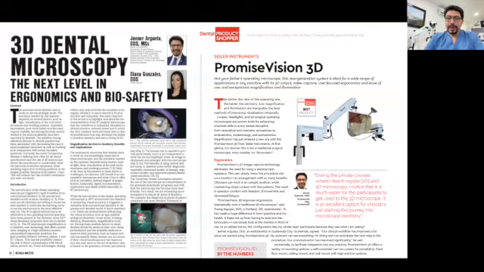But we were able to notice that with the 3D microscope, it's much easier to overcome the learning curve. It's much easier to get used to the microscope than when the dentist is using a regular microscope. And it is very important because when you are working with a microscope and the learning curve is too stressful and too difficult to deal with, it might be frustrating.